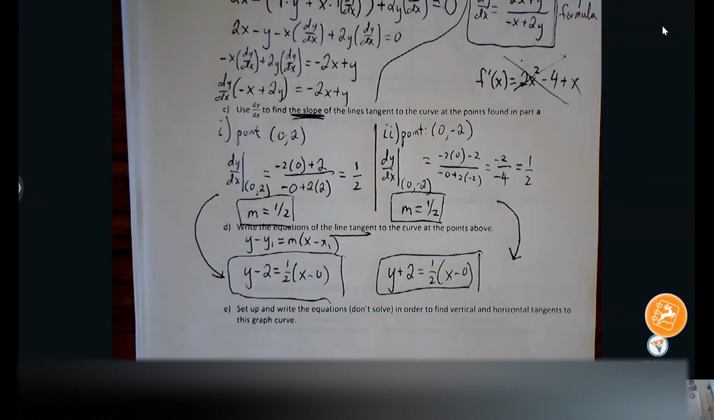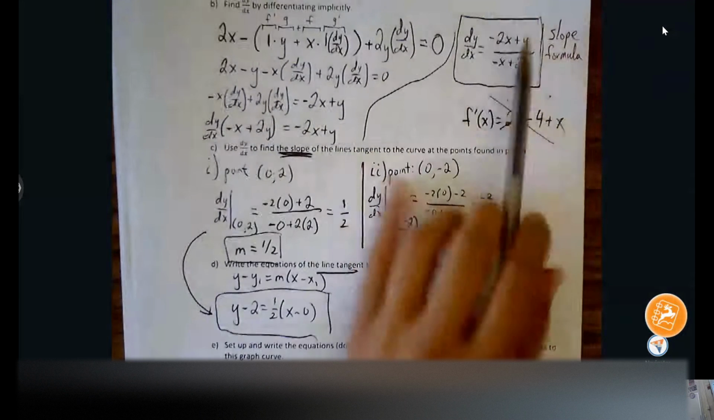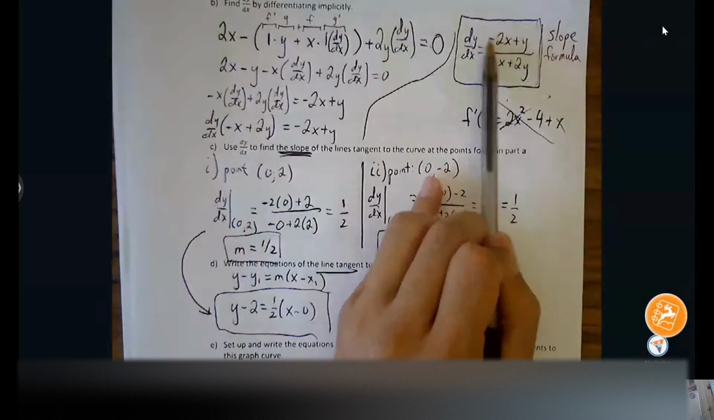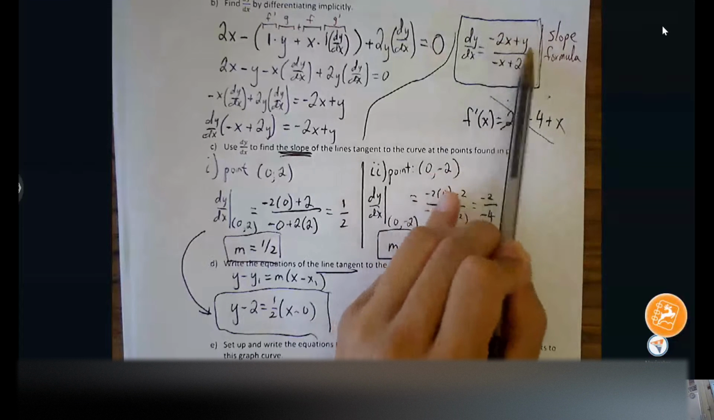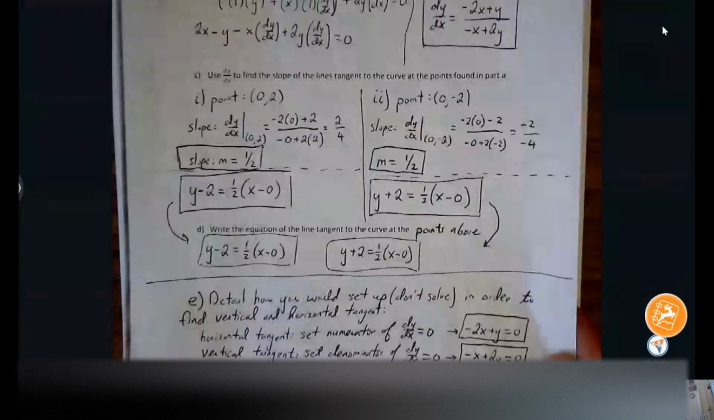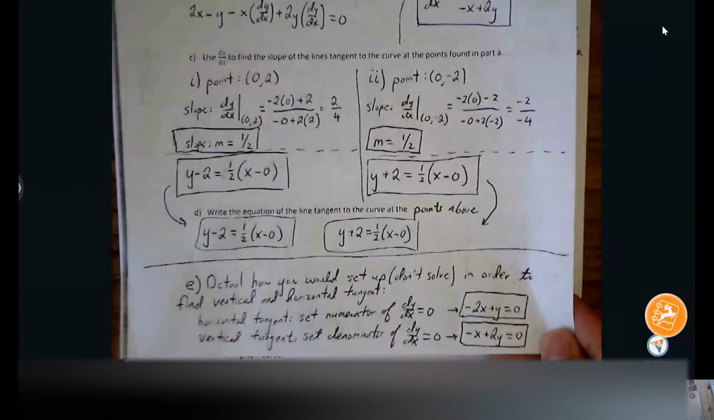All right, for part E, set up and write equations, but no need to solve. How to find vertical and horizontal tangents. So vertical tangents, we set the denominator of the derivative equal to 0. And the horizontal tangent, we set the numerator of the derivative equal to 0. Okay, so this is as far as we need to go for part E here.